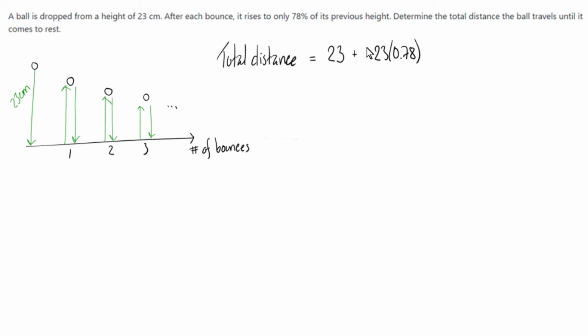times 2, because it's coming back down, right? So we can label it here. We can say 23 times 0.78. That's the distance from here up to here, but then it travels down again, right? So that's why it's times 2. So this is bounce number 1.